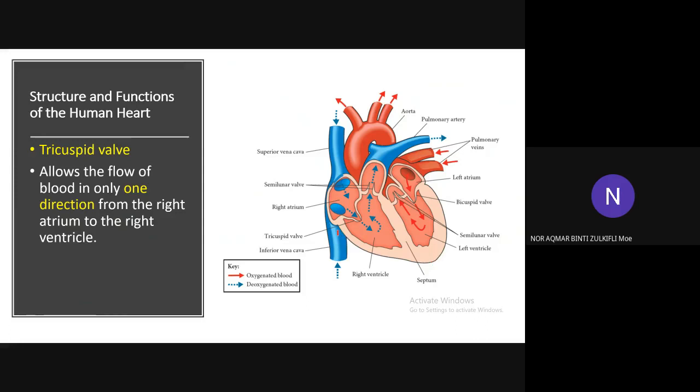Okay, now we will look at the valves. There are certain parts that you can see here. It's like a tube here. This is called the tricuspid valve. The tricuspid valve allows the flow of blood in only one direction, from the right atrium to the right ventricle. For the bicuspid valve, it allows the flow of blood in only one direction, from the left atrium to the left ventricle.